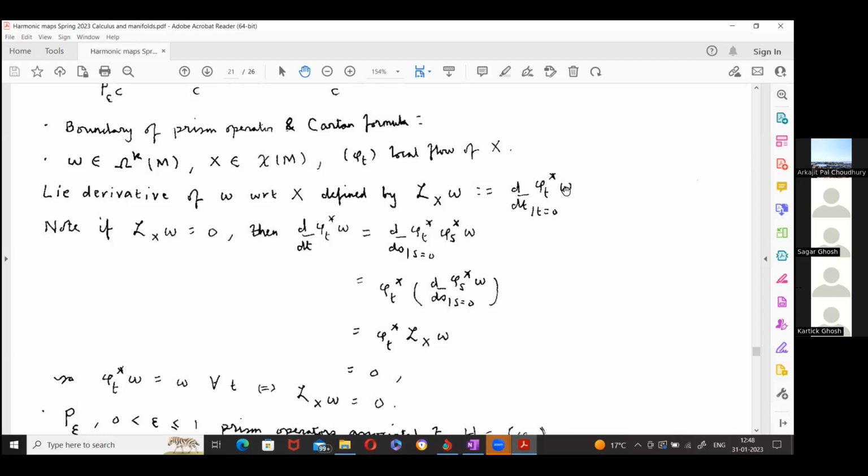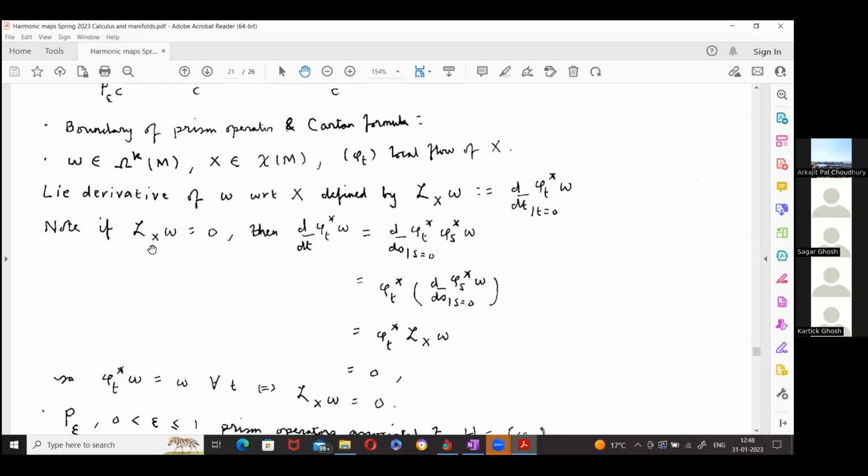The point about this Lie derivative is that it vanishes if and only if the form omega is invariant under the flow of X. Invariant under the flow of X means that phi t star omega is equal to omega for all t. So of course, if phi t star omega is equal to omega for all t, then when you differentiate, you get 0. So then Lx omega is 0.